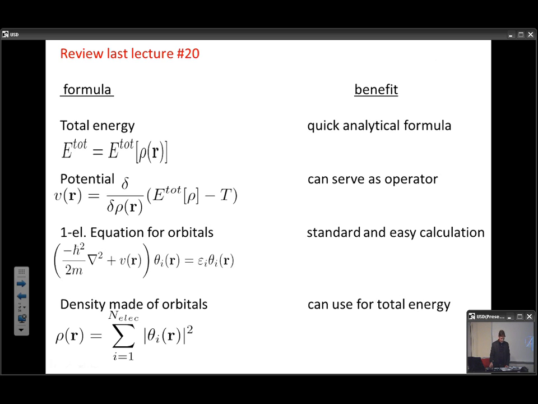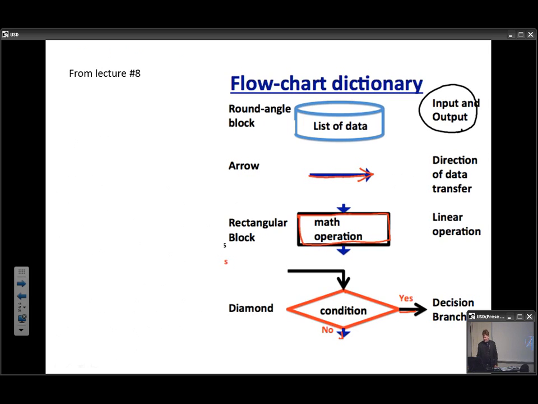So if we look back into one of our meetings, we were introducing the dictionary for building flowcharts that one has those round-angled boxes for input or output. Then one has square blocks for mathematical operations, and if there are some branching points, some conditions, then one in, two out. Those diamond symbols represent branching. And in this Kohn-Sham procedure, we do have a branching.